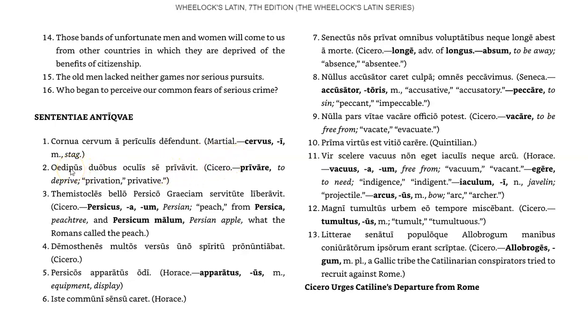So here we have Oedipus deprived himself from his two eyes. So Oedipus is our subject, and then deprived, that means that he took out, he cut out. And then himself, anytime you see se in Latin, it always refers back to the subject. So himself, herself, itself. Here it's referring back to Oedipus. So deprived himself from two eyes. Again, in everyday English we would say Oedipus took out his two eyes after he figured out that he had killed his father and married his mother.